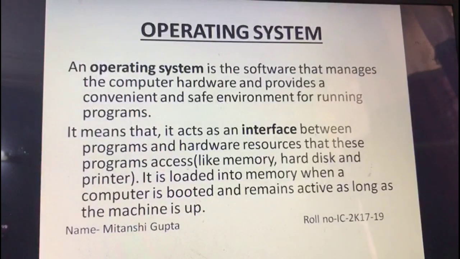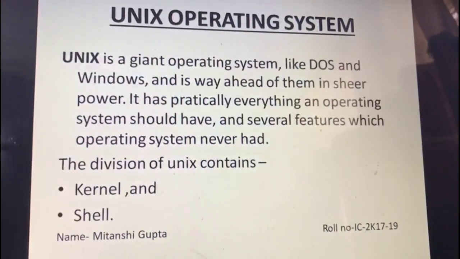Now, first of all, you must know what an operating system actually is and what function it does. An operating system is the software that manages the computer hardware and provides a convenient and safe environment for running programs. Here hardware includes printer, monitor, etc. It means that it acts as an interface between programs and hardware resources that the programs access, like memory, hard disk, and printer. It is loaded into memory when the computer is booted and remains active as long as the machine is up.